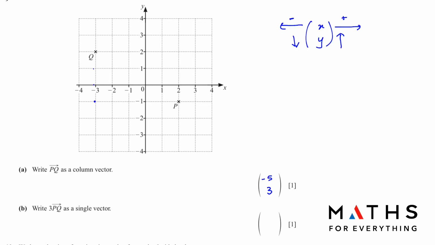Part B, write 3PQ as a column vector. This is very easy. 3PQ means we multiply 3 with the x value and the y value. So 3 multiplied by negative 5 is negative 15, and 3 multiplied by 3 is 9.